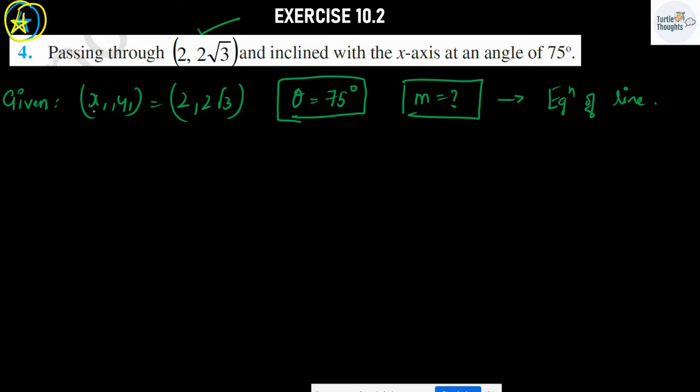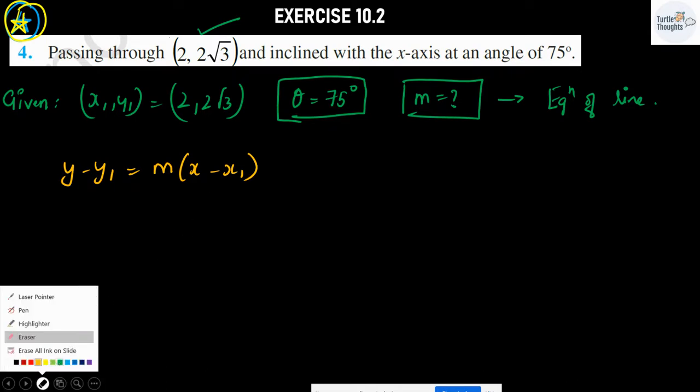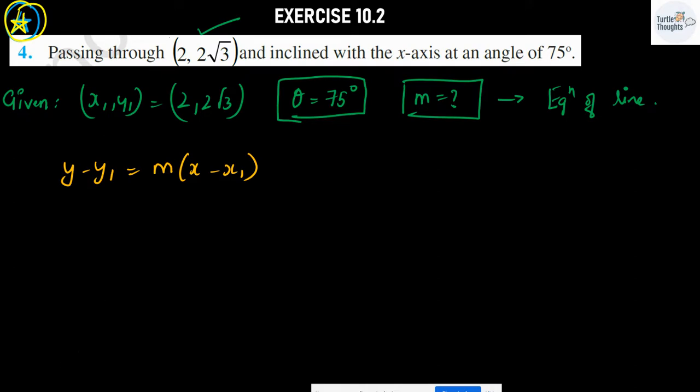So I already know the given coordinates which I have taken as 2 comma 2 root 3, theta is 75 degree, right? I know the equation of the line also. Let me write the same. Equation of the line is given by y minus y1 will be equal to m into x minus x1. This is the equation of the line, right? Now, can I tell that m is also given by tan theta?